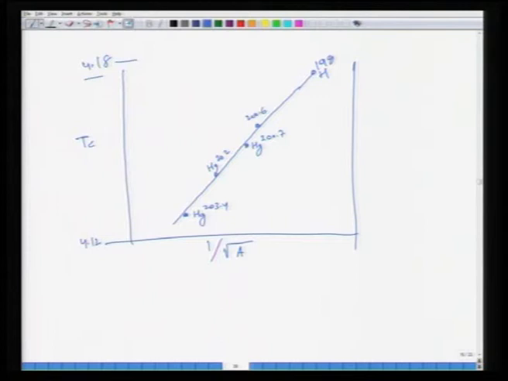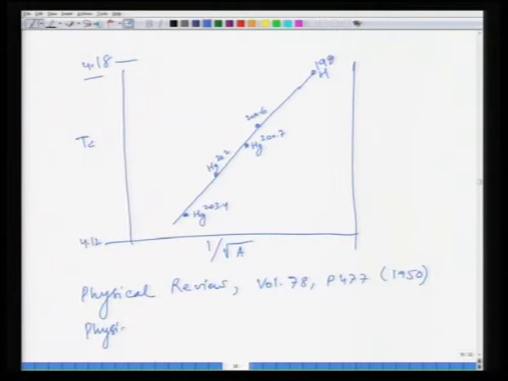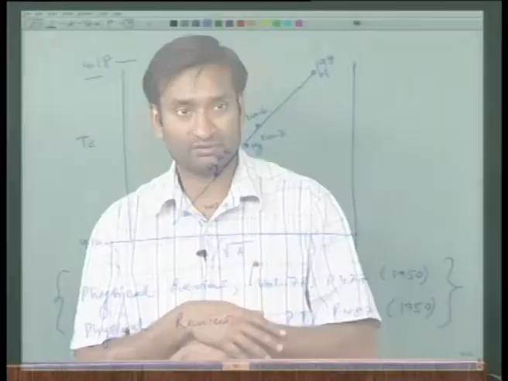And if you want to know about this, you can go to this reference in Physical Review, volume 78, page 477, 1950, and then another one, Physical Review again, volume 78, page 487, and again in 1950. So you can look at these two papers for experimental validation of the transition temperature, essentially the interaction between the electrons and the lattice, supporting the idea of formation of Cooper pairs through the lattice distortion. Okay.